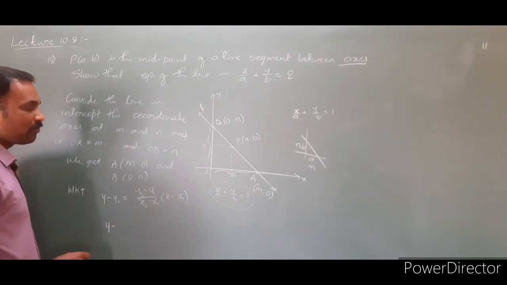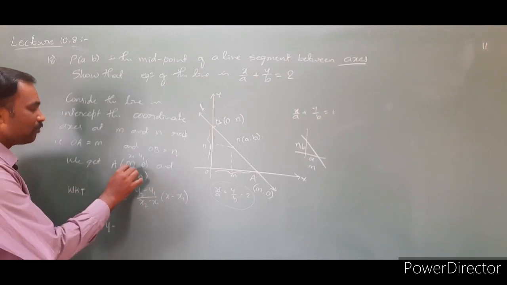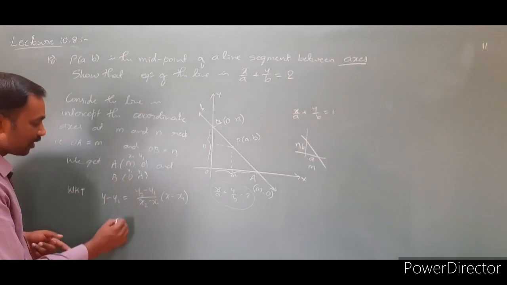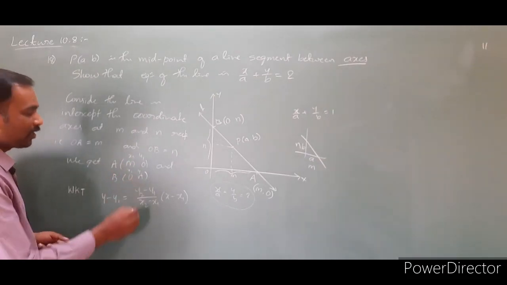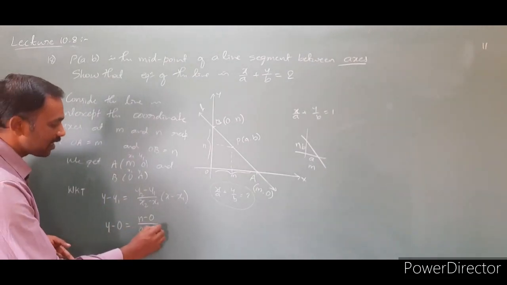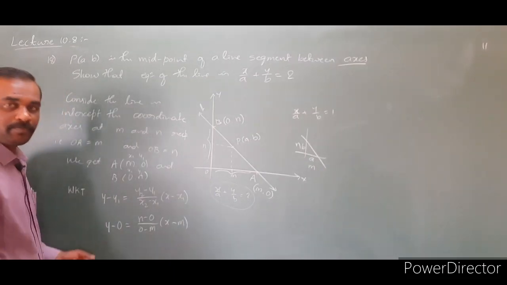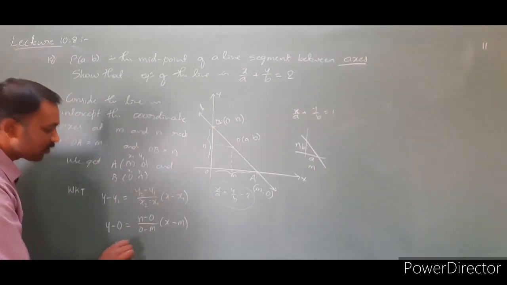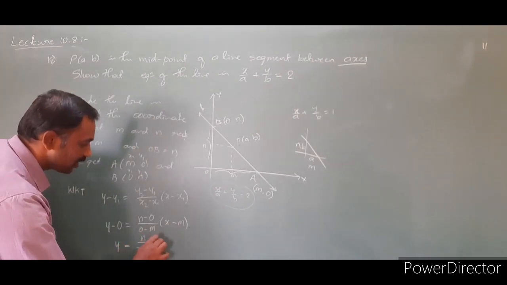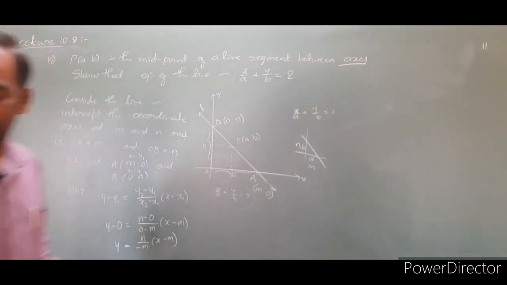A point is x1 comma y1, B point is x2 comma y2. So y minus y1, where y1 is 0, is equal to y2 minus y1, which is n minus 0, over x2 minus x1, which is 0 minus m, into x minus x1, which is m. Simplify. What do we get? Y minus 0 is y, equal to n divided by minus m into x minus m. So I just continue here.